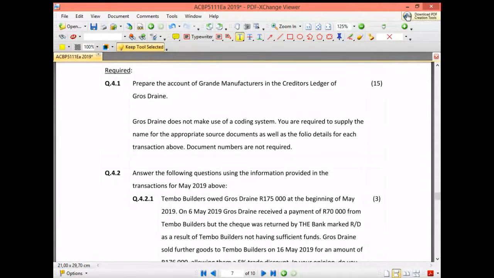So the first thing they wanted you to do is prepare the account for Grand Manufacturers. So you only have to look at information that relates to Grand Manufacturers. And they want you to do it in the creditors ledger of Grosdane. So they want you to do your creditors account for that specific person.